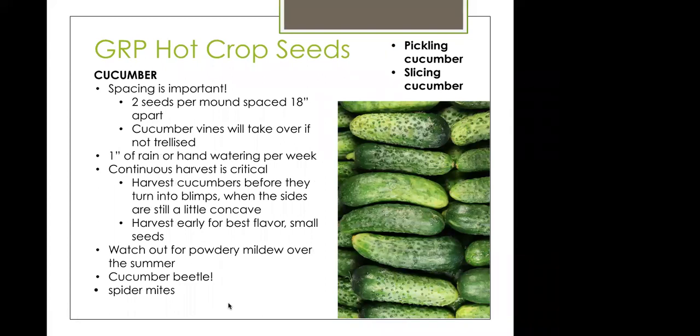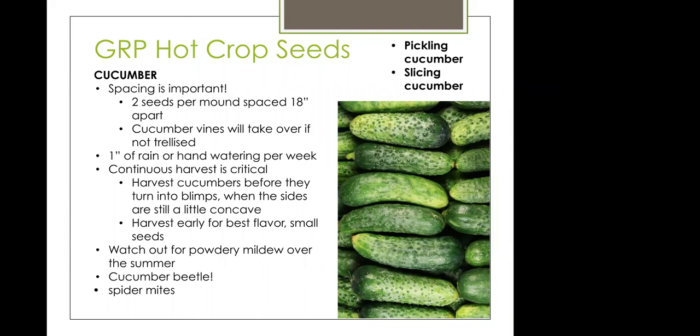Squash vine borers. All right. Another cucurbit. These are basically the same practices as the last cucurbit that we talked about, cucumbers. So pretty much the same mounding practice, about 18 inches apart from each one.